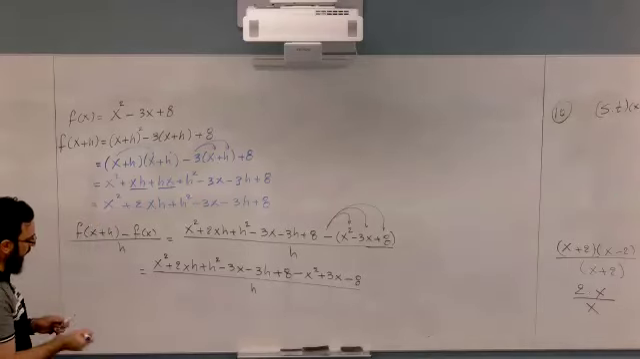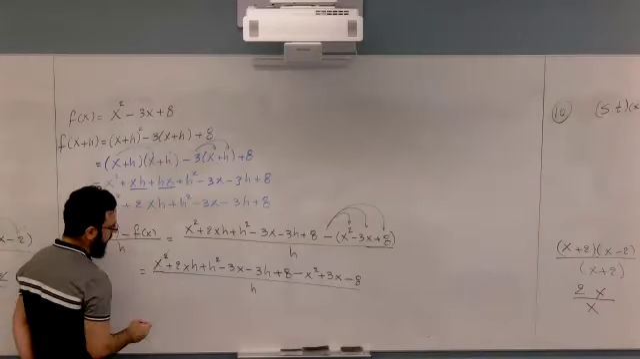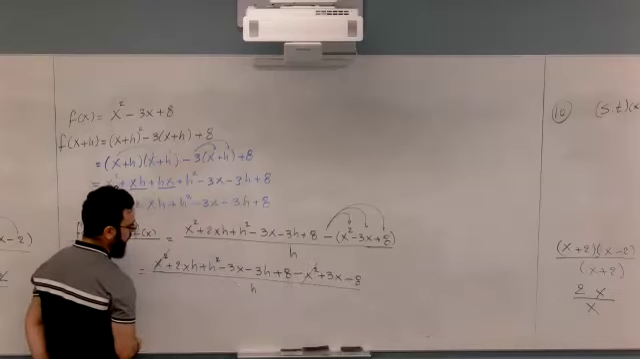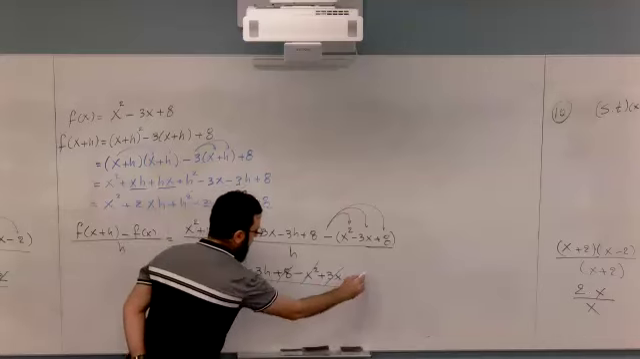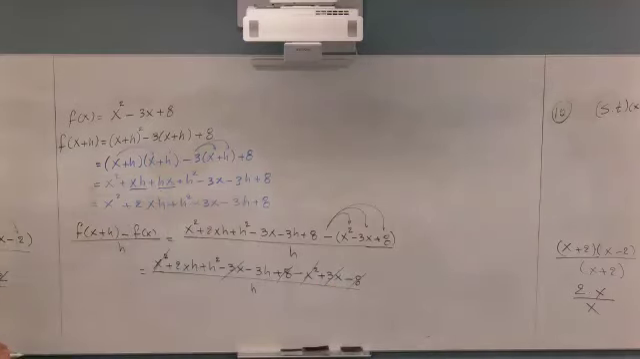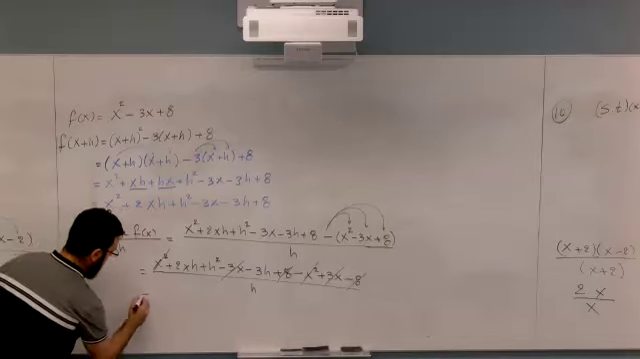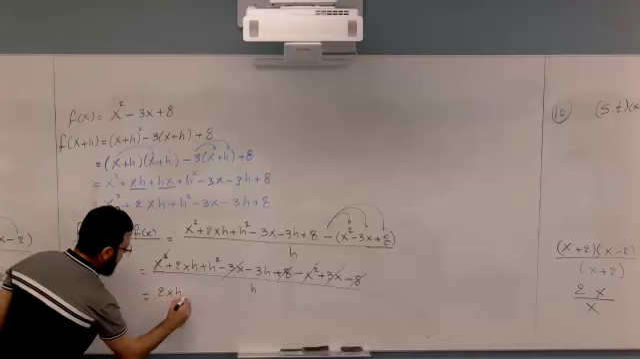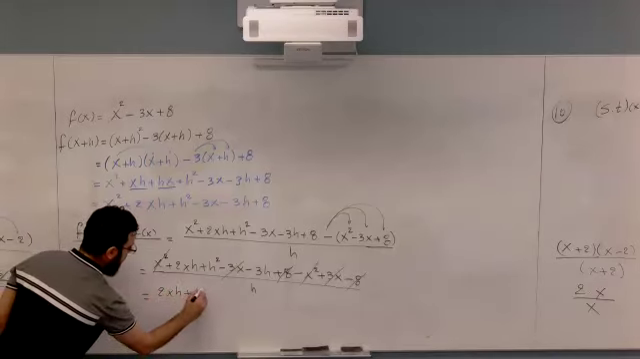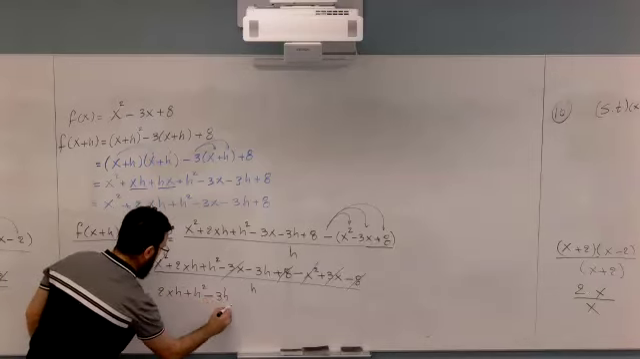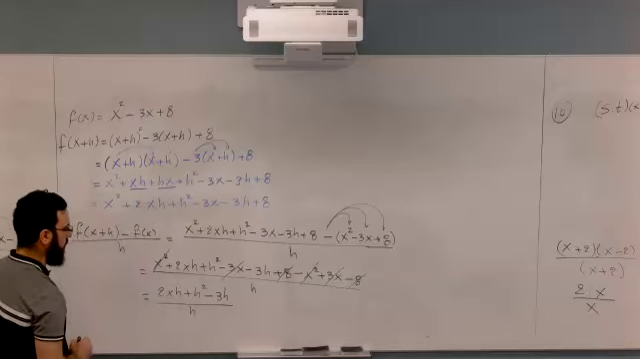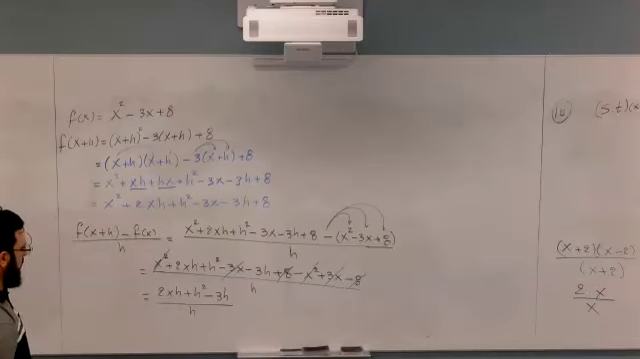Now let's simplify it by adding the like terms. This one cancels with this one, right? The 3x cancels with the 3x, and 8 cancels with the 8. Almost half is gone. What's left? 2xh plus h squared minus 3h, divided by h. That's it. Now, can we simplify it more?